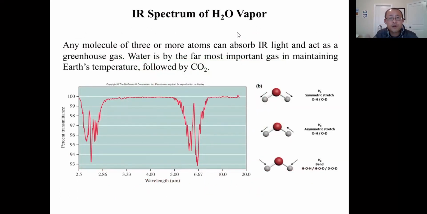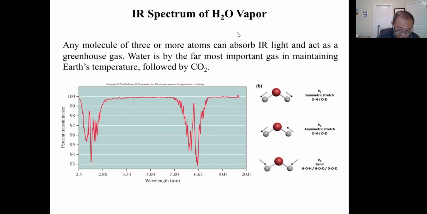Any molecules of 3 or more atoms can absorb IR and can be an infrared gas. Water, of course, is more important than carbon dioxide as a greenhouse gas because water also has 3 atoms. You can see that water has symmetrical stretch, asymmetrical stretch, and bending. But because water is bent, this is what water moves like. So even symmetrical stretch of water will cause a dipole change because water is not linear. Linear, you can cancel each other. A bent water molecule cannot cancel each other with the symmetrical stretch.